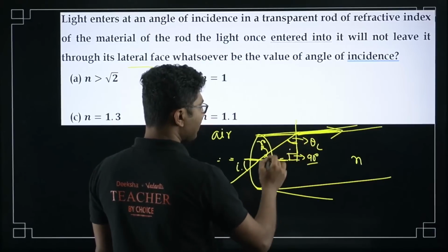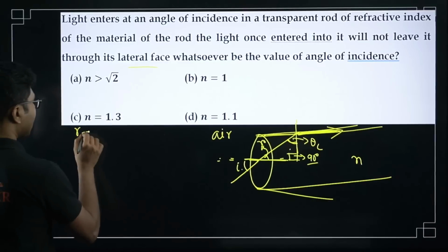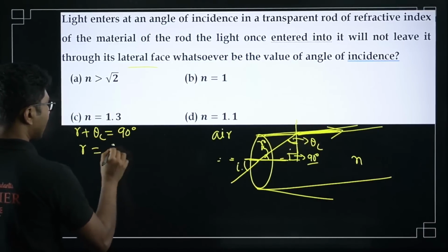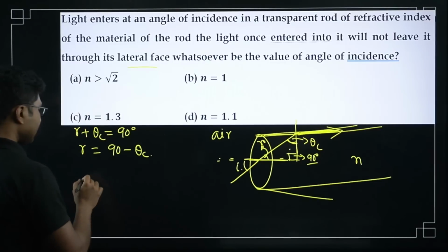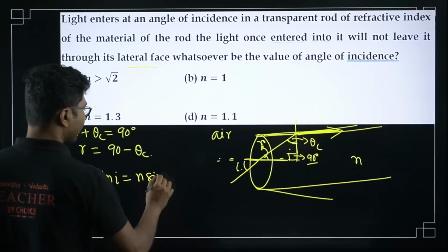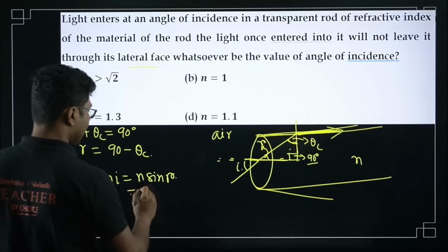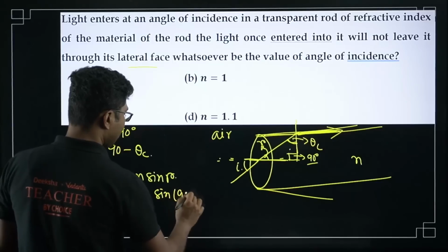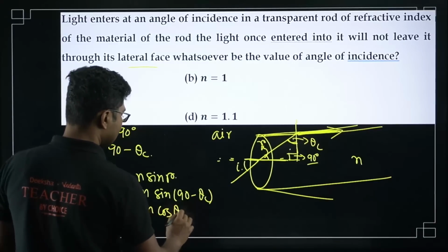So this is a right angle triangle, meaning r plus theta c must also equal 90 degree. So r plus theta c equals 90 degrees, or r equals 90 minus theta c. Now we will apply Snell's law, that is sin i equals n sin r, or n sin of 90 minus theta c, or n cos theta c.